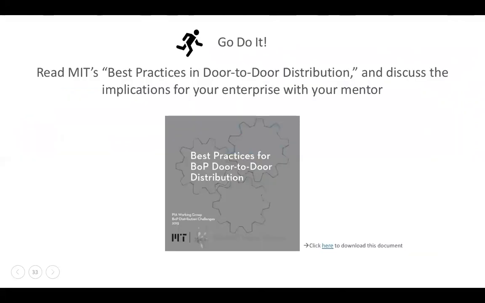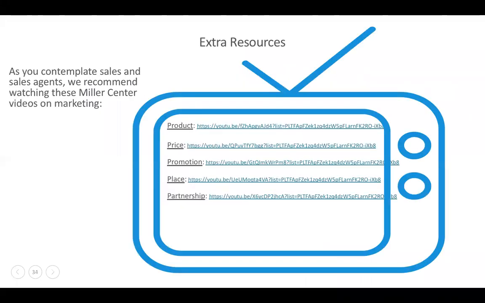So the go do it for this module. We've included this valuable report from MIT. It's called Best Practices in Door-to-Door Distribution. Just read this and discuss the implications on your enterprise with your mentor. And we've also provided extra resources. So as you contemplate sales and sales agents, we recommend watching these Miller Center videos on marketing on the 5 Ps: product, price, promotion, place, and partnership.